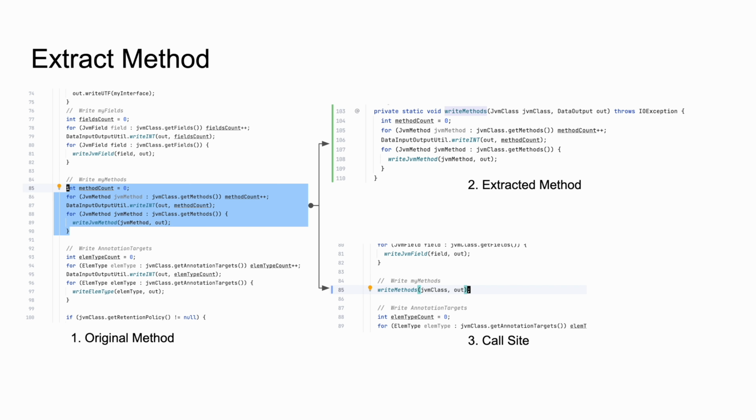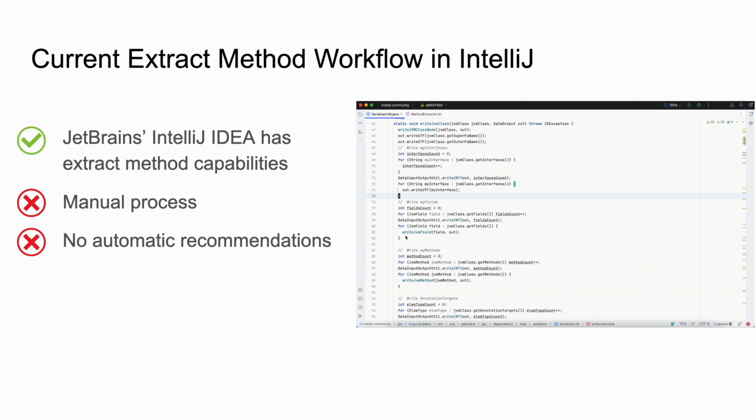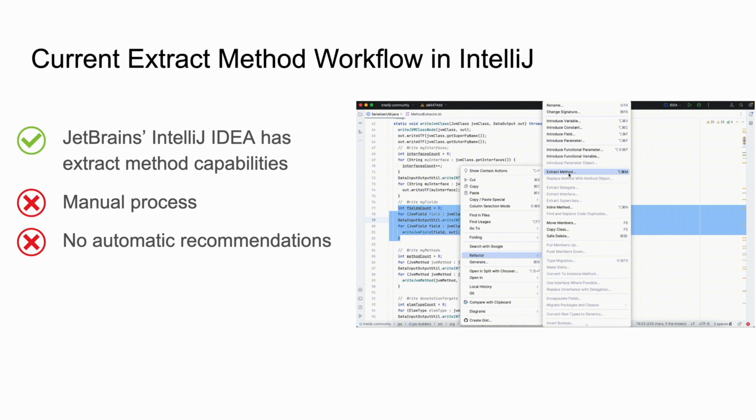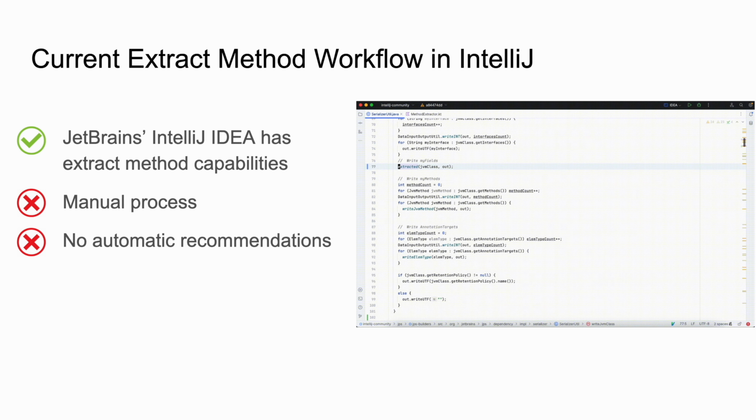ExtractMethod is one of the most common refactoring techniques used to address the issue of long methods. The idea is to take a code fragment from a long method and turn it into a new separate method, replacing that code fragment with a call to the newly extracted method. Modern IDEs such as JetBrains' IntelliJ IDEA have ExtractMethod capabilities. However, this is a manual process in which the developer has to manually select the code fragment to be extracted in a new method, and there are no automatic recommendations.